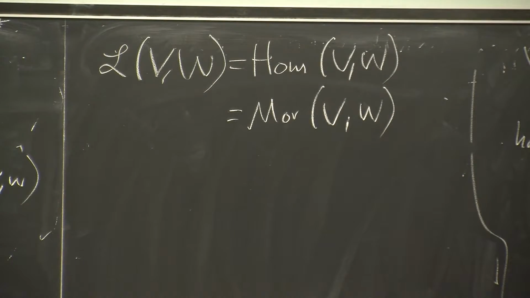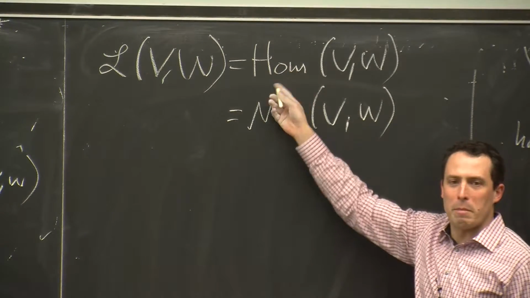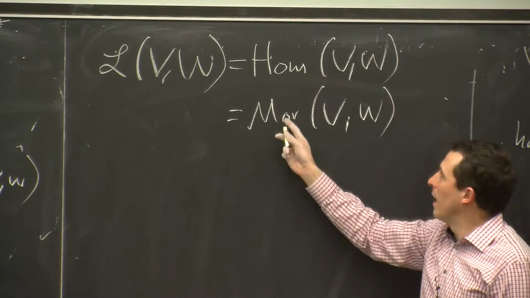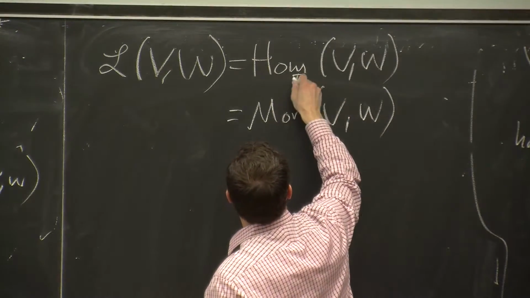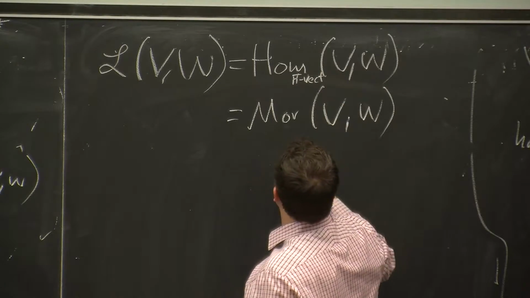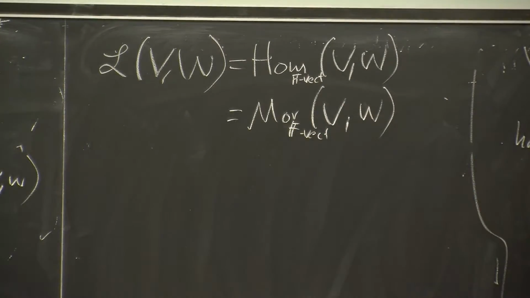And in this notation, it's kind of assumed that this means basically a structure-preserving map from this space to that space. And it's assumed that you know what structure you're talking about. So to be more precise, we should say down here, homomorphism of F vector spaces, or morphism of F vector spaces from V to W.